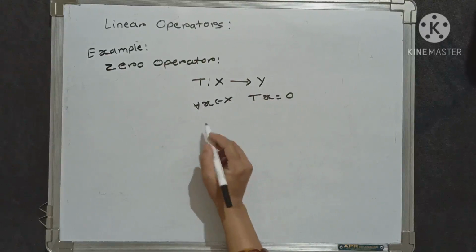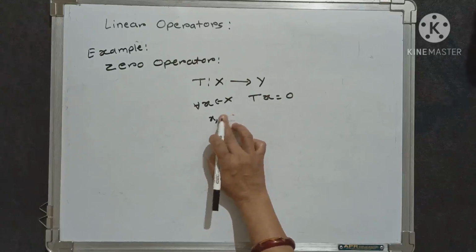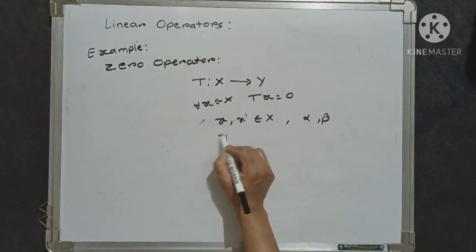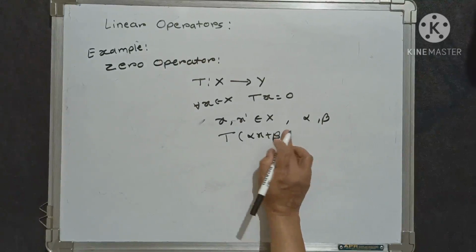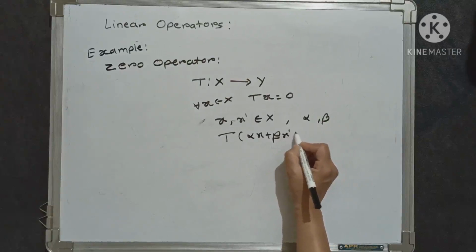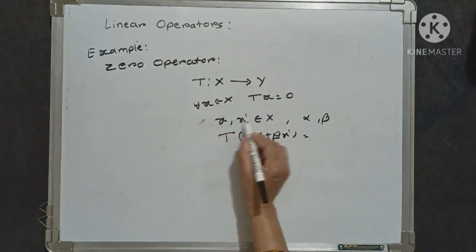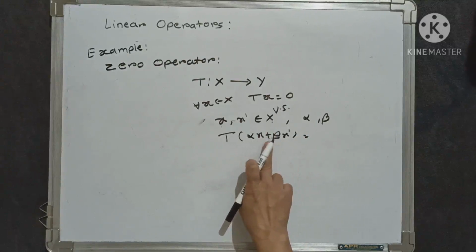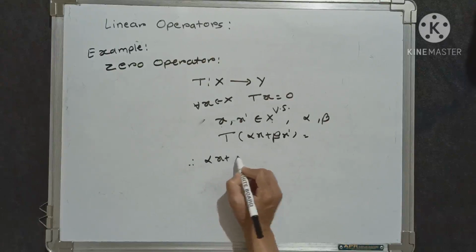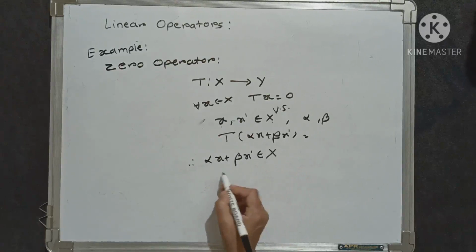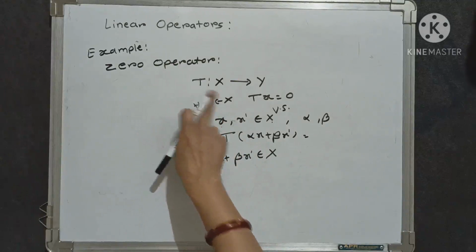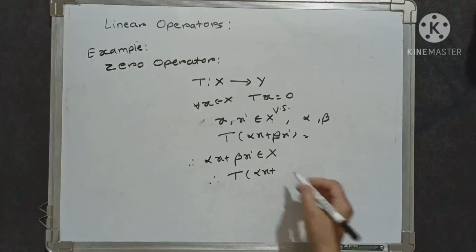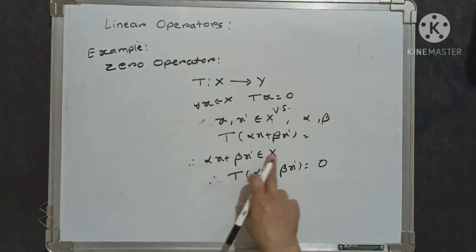is a linear operator, because for any x, x dash belonging to capital X and alpha, beta any two scalars, T(alpha x plus beta x dash) is computed as follows. As x and x dash are both elements of capital X, and capital X is a vector space, it is closed with respect to scalar multiplication as well as addition, and therefore alpha x plus beta x dash is again an element of capital X. As T is the zero operator, for any element of capital X its image is 0, and therefore T(alpha x plus beta x dash) equals 0, because it is an element of capital X.